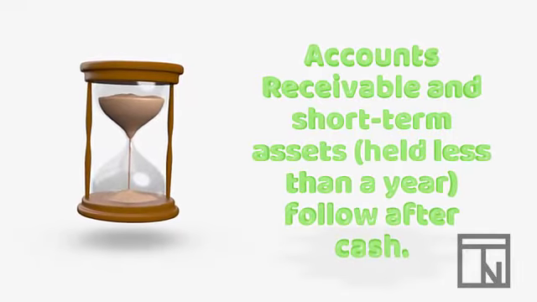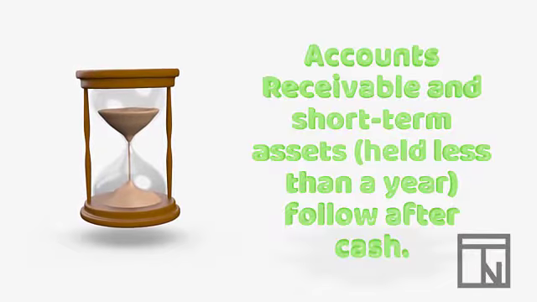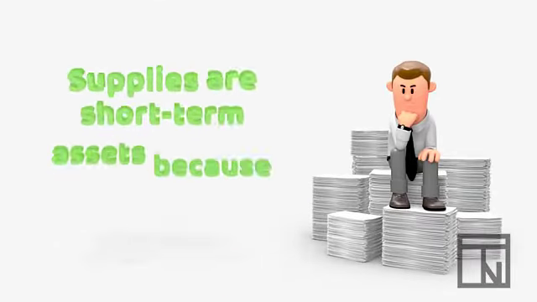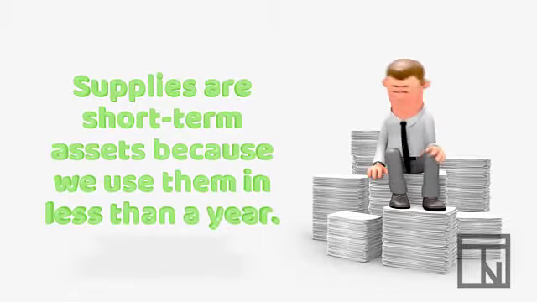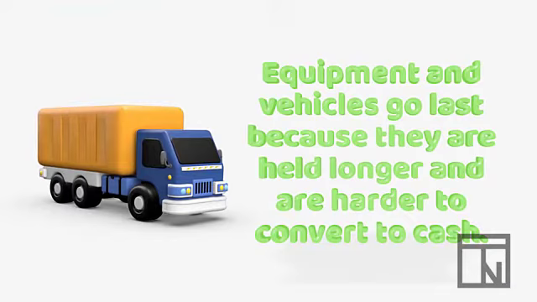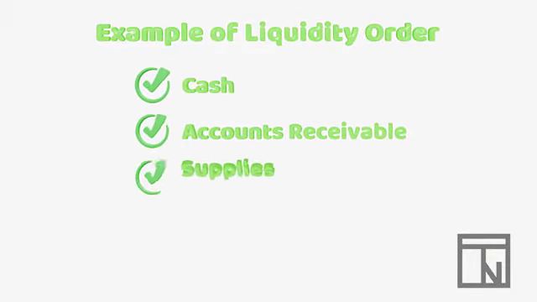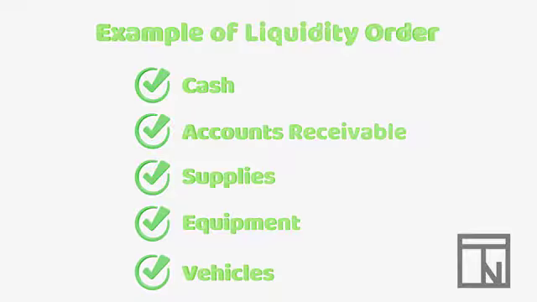Accounts receivable is typically considered your second most liquid asset, followed by any assets that you plan to sell or use quickly, meaning less than a year. For our example, as a sole proprietorship, we will consider supplies a fairly liquid asset since most businesses use the supplies they purchase in less than a year. After supplies, we can list any assets that are less liquid, meaning that they are harder to trade or convert into cash. These would include our equipment and vehicles since businesses typically keep these for many years, and it is harder to sell these when you're done. So there is the order for assets, listed from most to least liquid: cash, accounts receivable, supplies, equipment, vehicles.